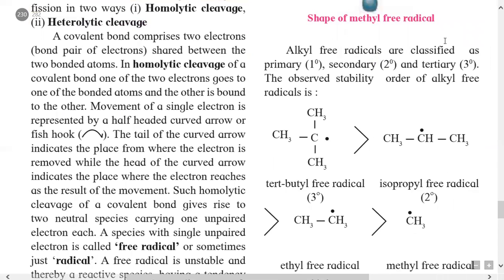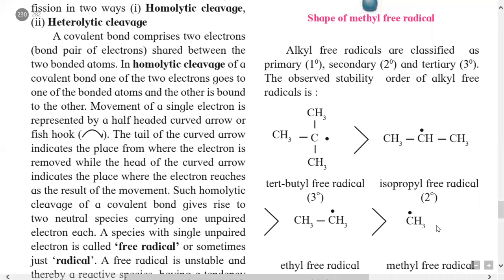Here the comparison between the stability of the alkyl free radicals is given. This methyl free radical, CH3 dot, is an example of an alkyl free radical. Here four examples of alkyl free radicals are shown. Simply CH3 with a single dot is called a methyl free radical.